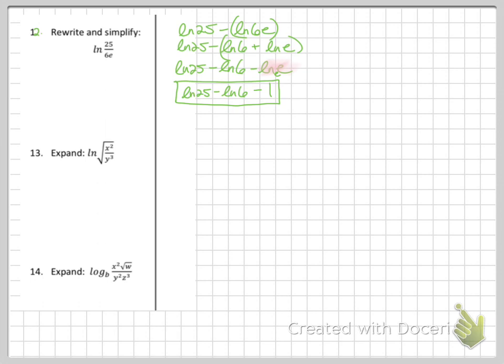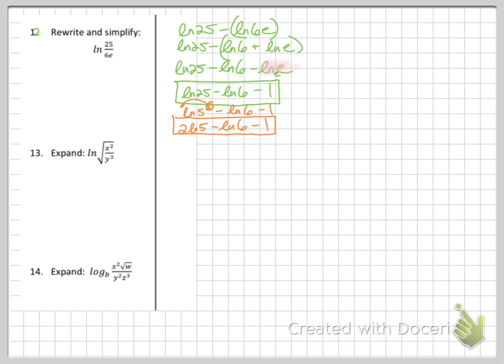I guess technically, especially if this was multiple choice, the 25 could have been written as natural log of 5 squared. The rest of this is still the same. And then you could move that 2 in front. 2 natural log of 5 minus natural log of 6 minus 1 is another potential answer. I don't think either one is better than the other, but if it's multiple choice, keep an eye out for that.